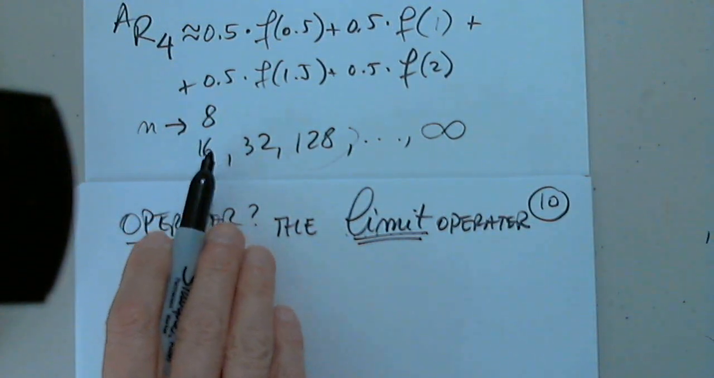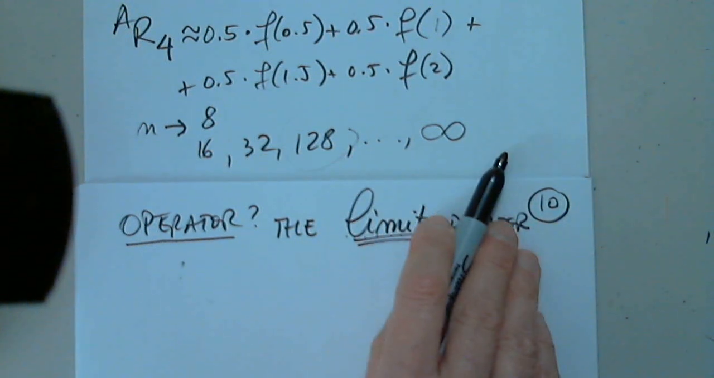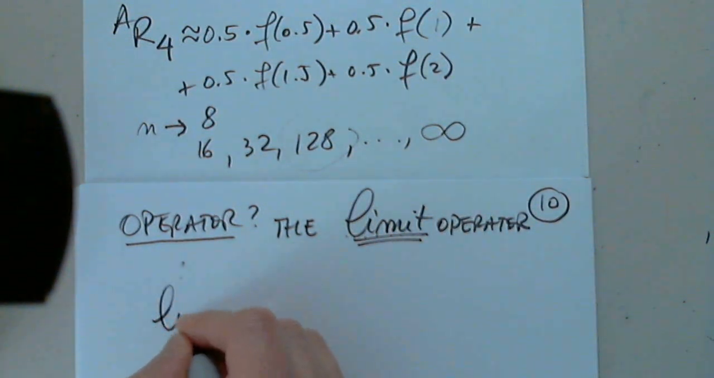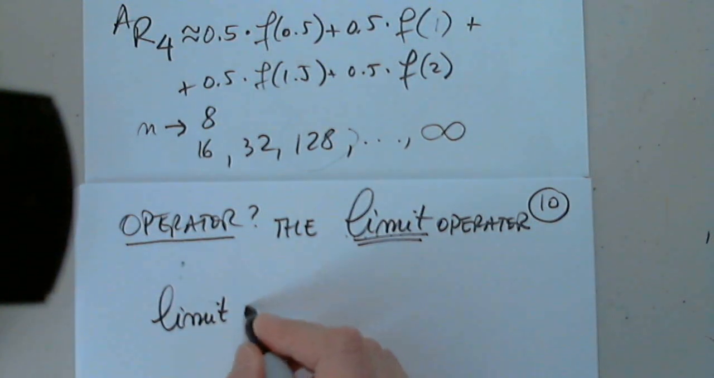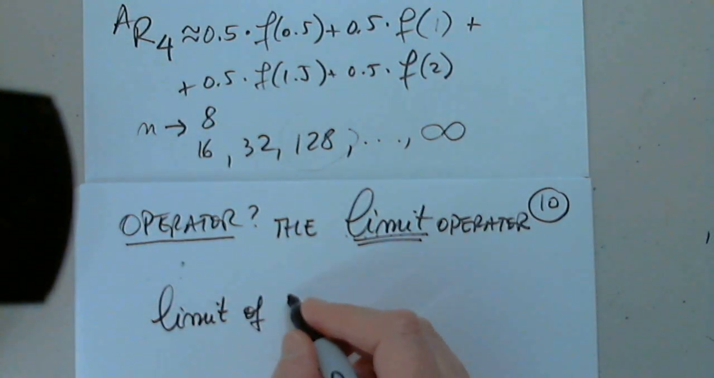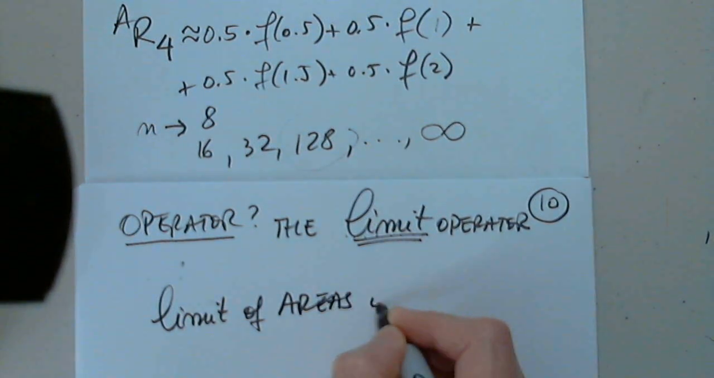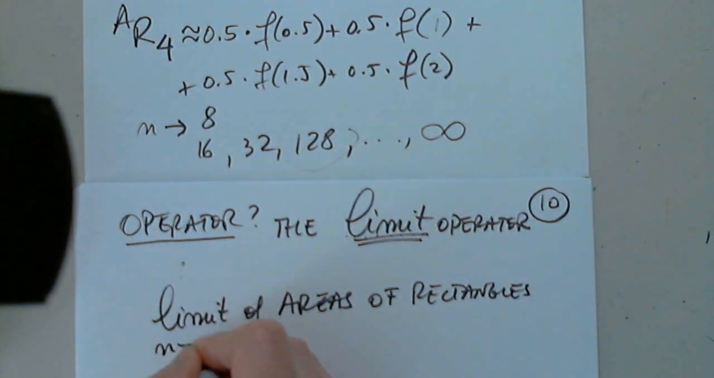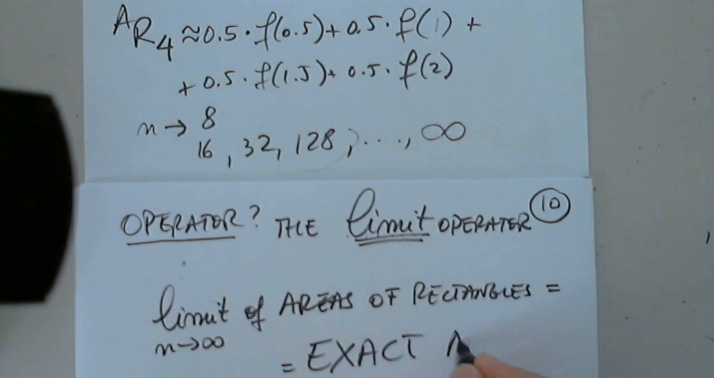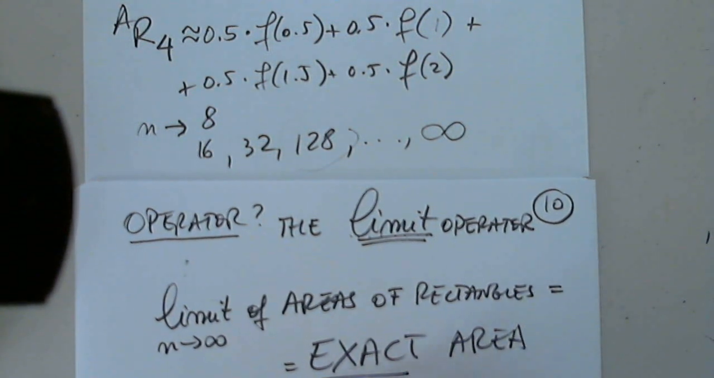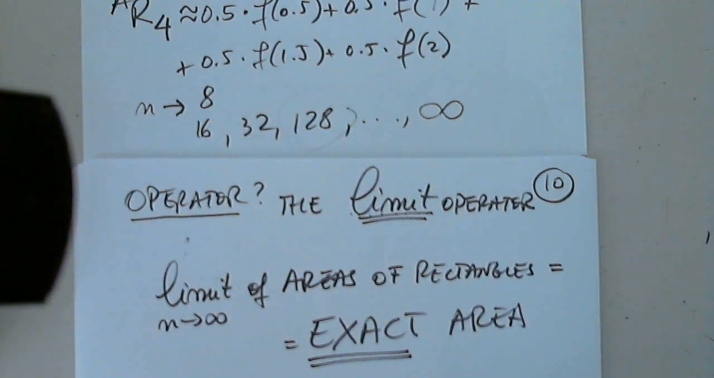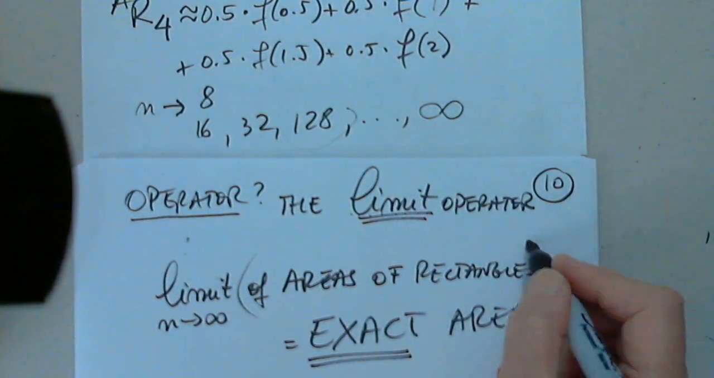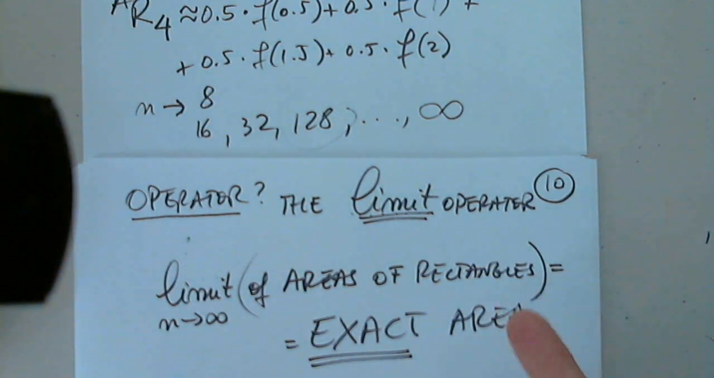See, as the number of subintervals increases, so then the limit of areas of rectangles as n approaches infinity, this will be indeed the exact area. Guaranteed. No approximation. So when we determine the limit of all these areas, we will get the exact area. Guaranteed.